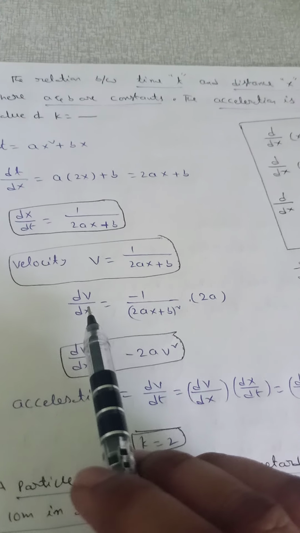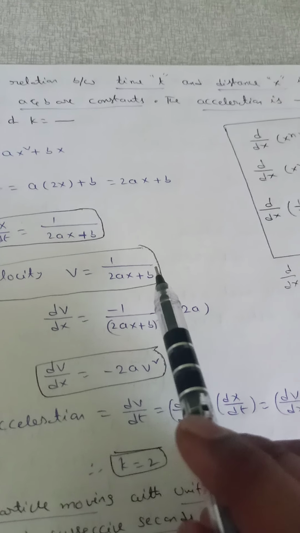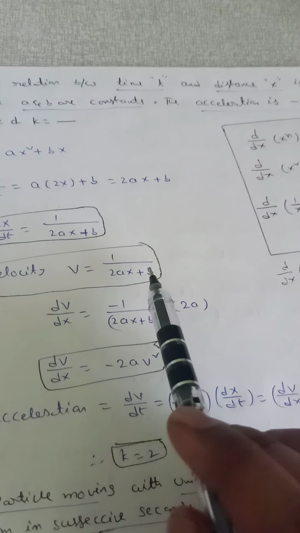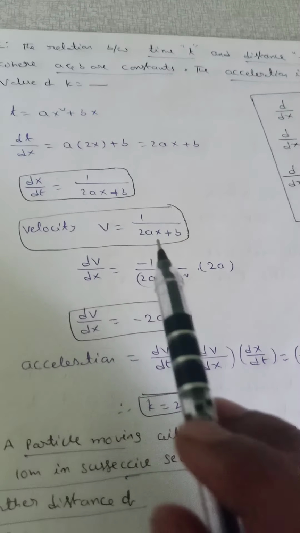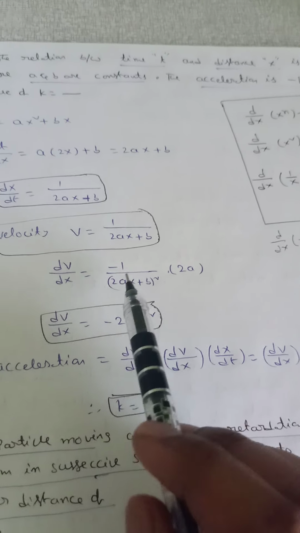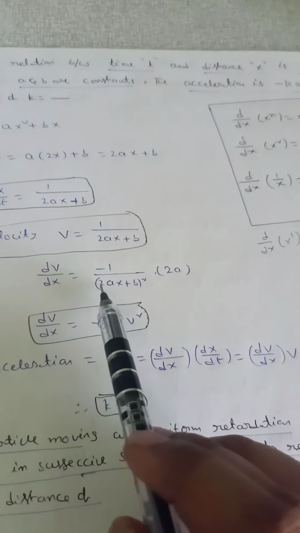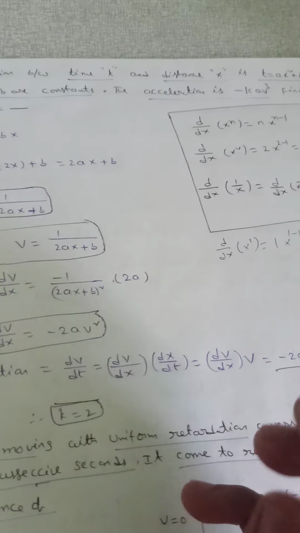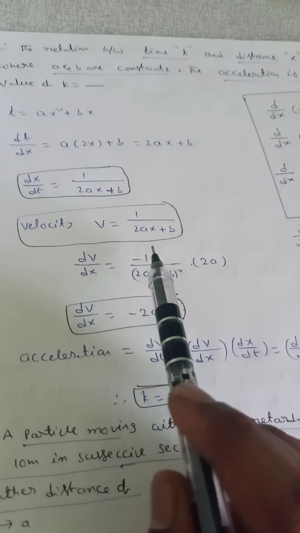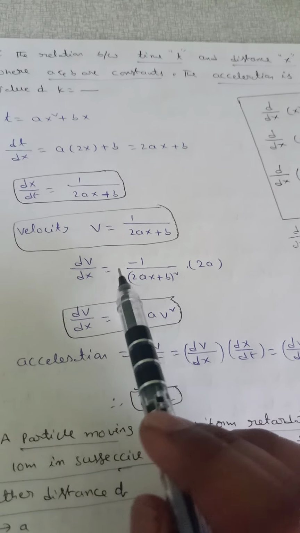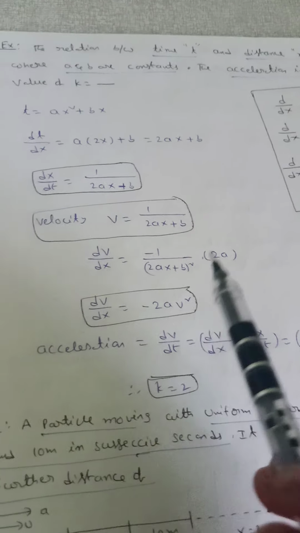Differentiate this function with respect to x. dv by dx: here 2ax plus b is the function. Suppose it is x, then the derivative of 1 by x is minus 1 by x square, so we get minus 1 by 2ax plus b whole square. And 2ax is a function of x, whose derivative is 2a, since the derivative of x is 1. That means dv by dx is minus 2a into 1 by 2ax plus b whole square. Since 1 by 2ax plus b is v, this is the square of v, that means minus 2a v square.